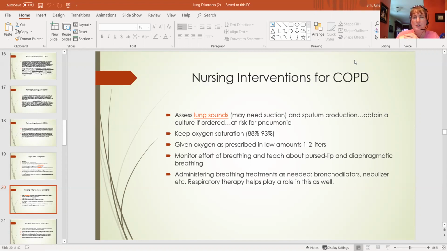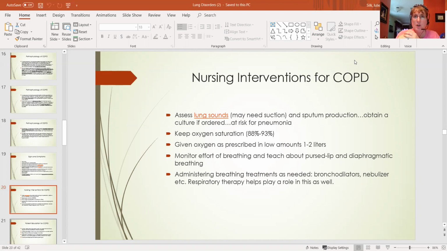And I'm sure we all have seen someone try to do pursed lip breathing before. When you're trying to teach someone about it, you tell them, hey, you're trying to blow out a candle, so you purse your lips like that. So that's kind of what you would do for that one.